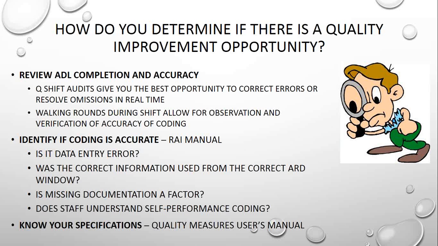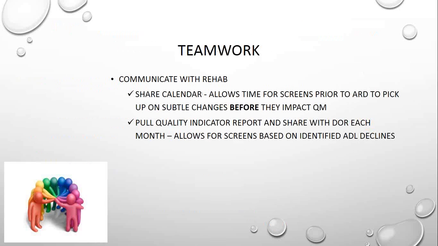Is missing documentation a factor in your facility? And does staff understand how to code self-performance? You need to know your specs and have your quality measure user manual. You need teamwork. You have to communicate with rehab, with nursing, with different shifts, and with the IDT.